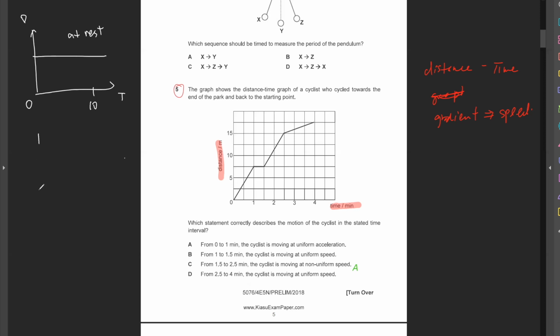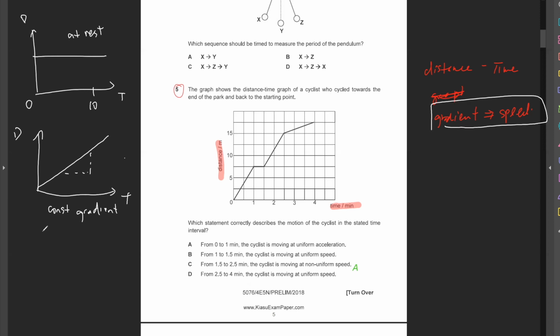Then if I have another case, a distance-time graph with a slanted straight line, a slanted straight line like this means the gradient is always the same. So we have a constant gradient here, and since gradient is speed, this represents constant speed.